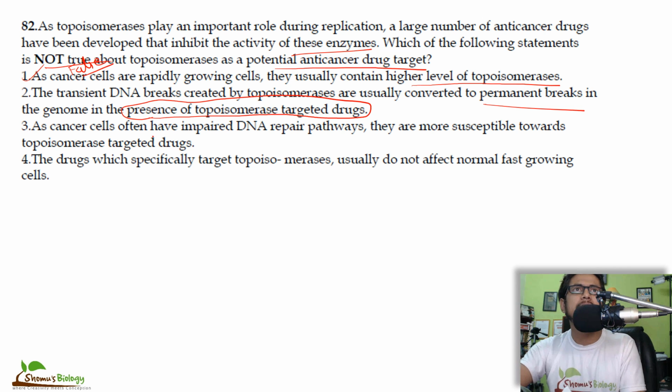As cancer cells often have impaired DNA repair pathways, they are more susceptible towards topoisomerase targeted drugs. That's also true, because in cancers they need to divide so rapidly, so fast, they do not get the time for the impaired DNA repair pathway.